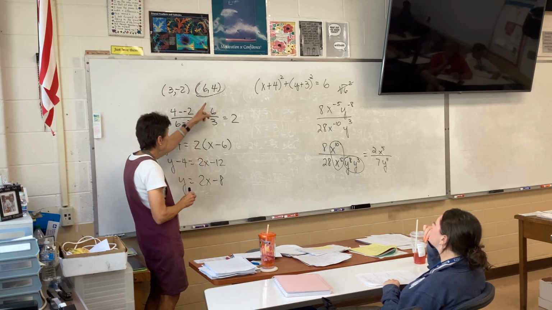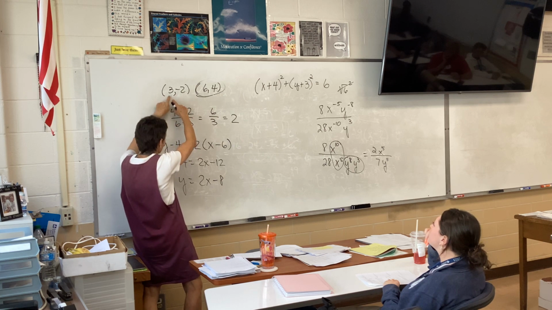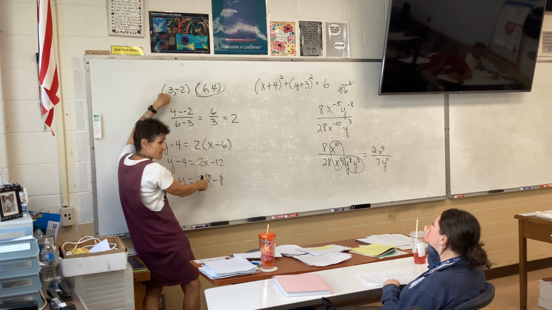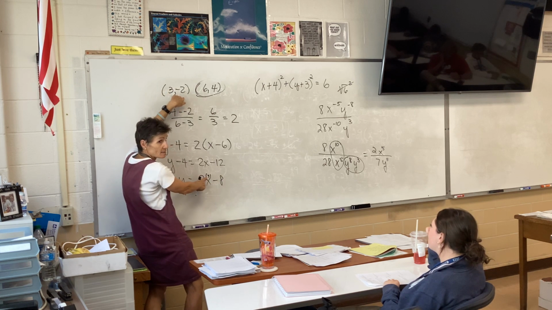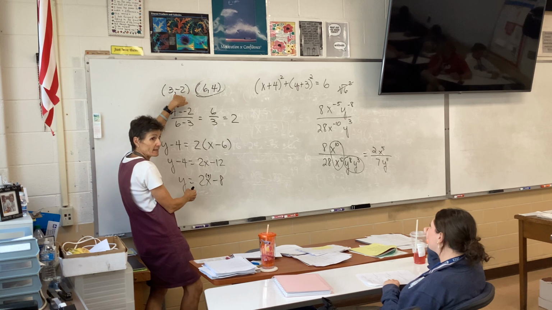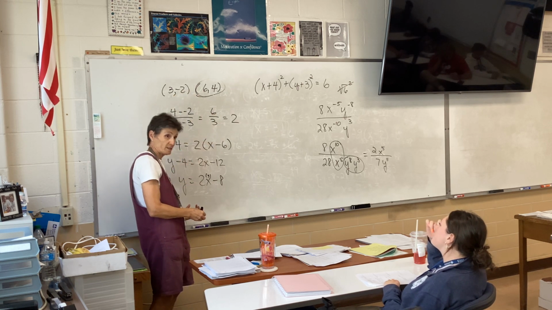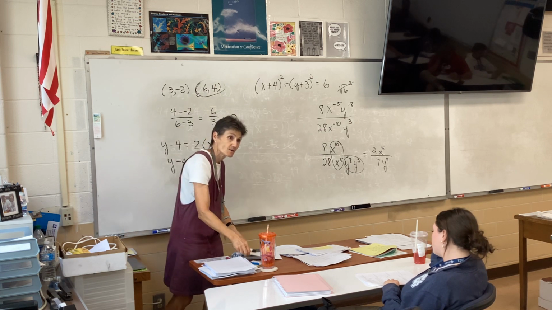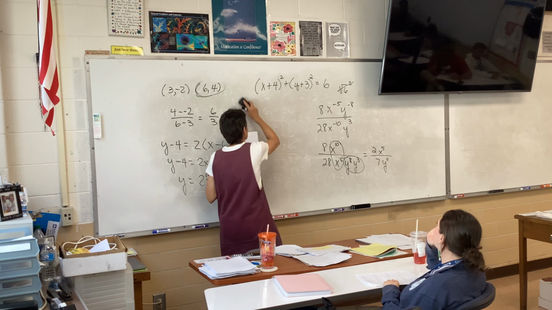You could also check it by taking the other point and seeing, okay, if I plug in 3 for my x, I should get -2. 2 times 3 is 6, minus 8 is -2. So I can actually check it with the other point, or I can write the equation with the other point and make sure I get the same answer. I love it, checking your answer, what a great idea.